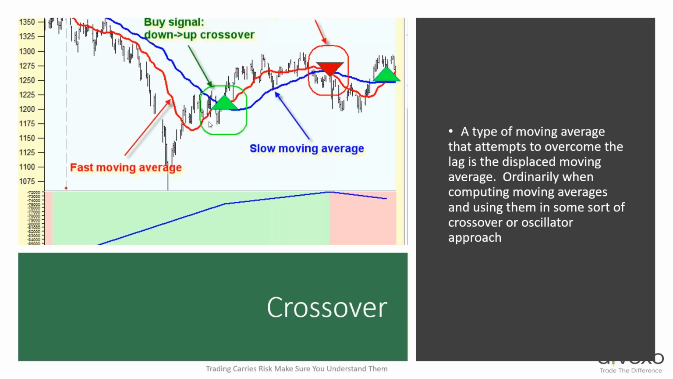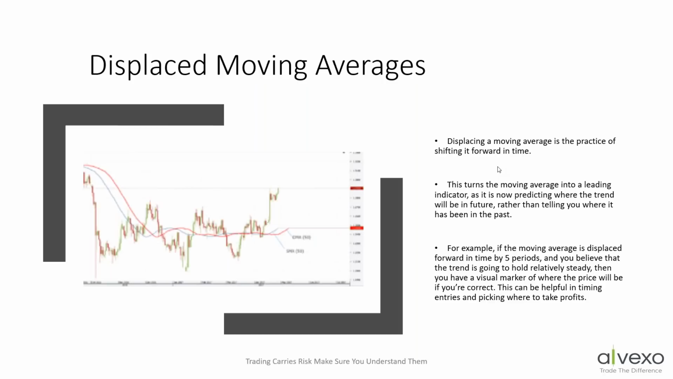So a type of moving average that attempts to overcome the lag is the displaced moving average. This is a fairly new concept. It really wasn't available or easy to use until we got these new modern computerized Java charts and HTML charts. So ordinarily when computing moving averages and using them in some sort of crossover or oscillator approach, we end up dealing with this lag time. Displacing a moving average is exactly what the word is, displacing. We're not changing any calculation. We're not changing any strategy.